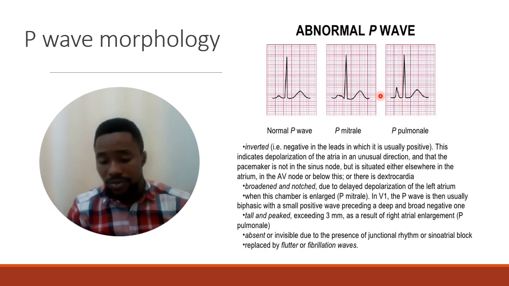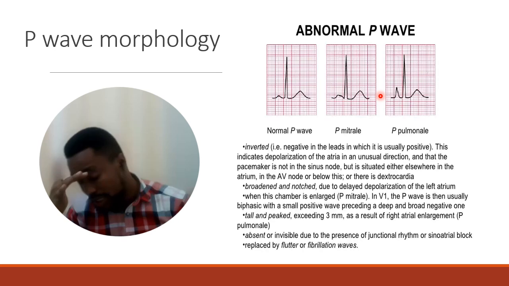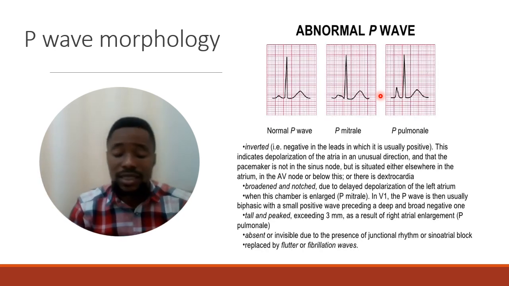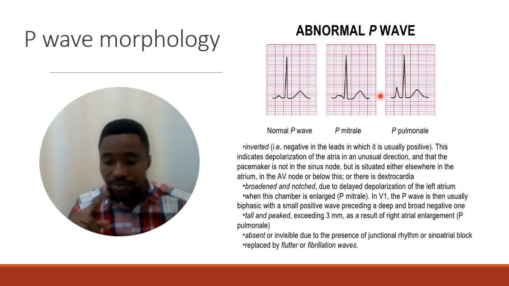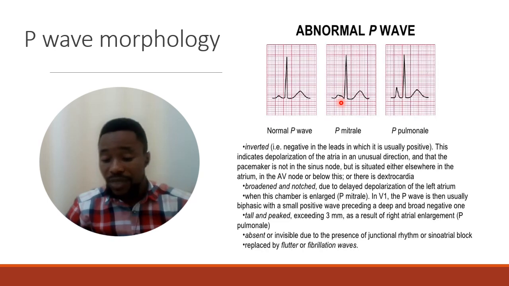Now, the last thing. I've mentioned that it should be present, positive, single, and uniform, meaning the same. The next thing is that it should be round, in shape, like a semicircle, just like this. Those are the major morphology features of the P wave: present, positive, uniform, single, and round. Those are the five things.